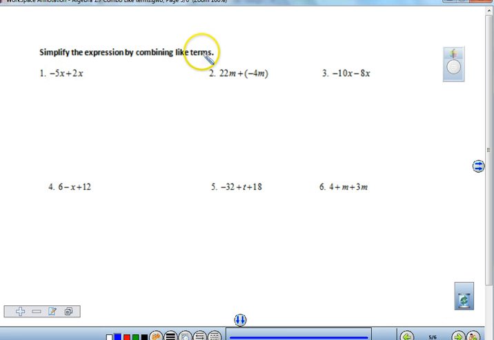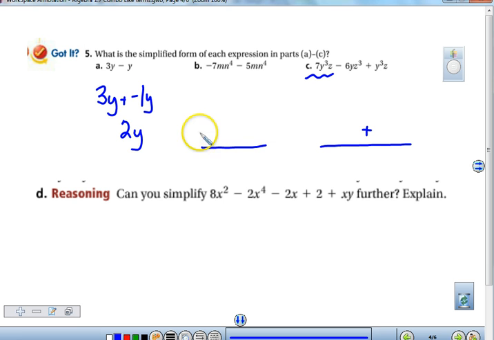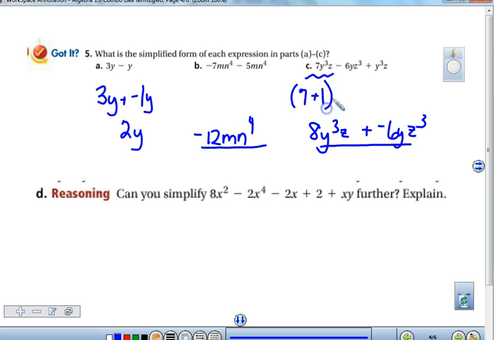Here are some more simplifying and combining like terms that we're going to look at. So we have just completed, and if you haven't, make sure you have these answers. So that here you're going to have a negative 12m and n to the fourth. Here in this one, if you did this one, you should have had 8y to the third z, and then plus a negative 6y and z to the third. Remember, what you were doing in that first one is you were taking the 7 plus the 1, and those both had the y to the third and z. And then you just kept your last term here.